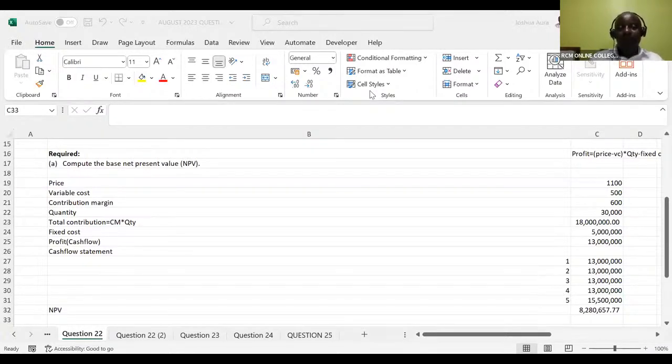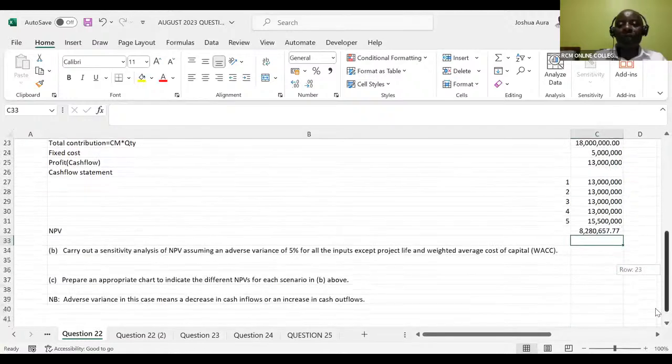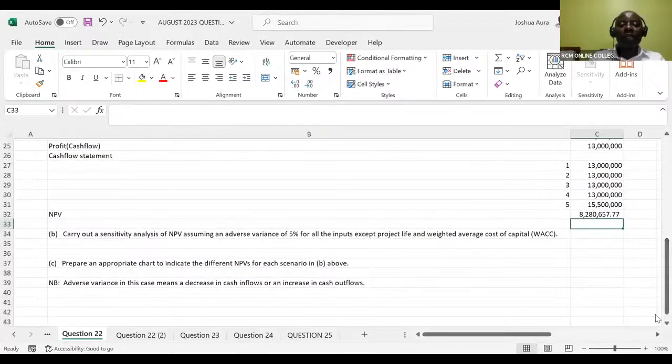That's very good. Now, ladies and gentlemen, from there, they want me to come and do the second part of the question. The second part of the question wants me to carry out a sensitivity analysis of NPV, assuming an adverse variance of 5% for all the inputs except project life and WACC.